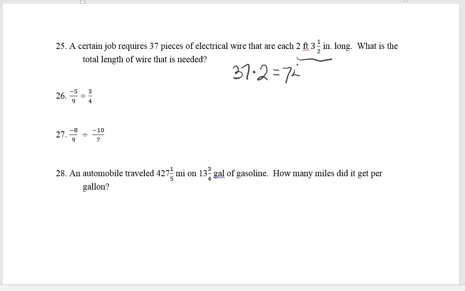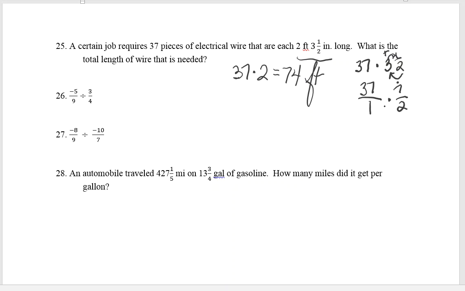So 37 times 2, that'll take care of the feet. 37 times 2 is 74. So we know we have 74 feet at this point. Now we have to do the inches. So I have to do 37 times 3 1/2. Now, we can't do this in a mixed number. So we have to change this mixed number to an improper fraction. So we're going to keep the 37, and all whole numbers or integers get put over 1, so we have a fraction. We're going to do 2 times 3, which is 6. 6 plus 1 is 7. The denominator stays the 2. The bottom number stays a 2.